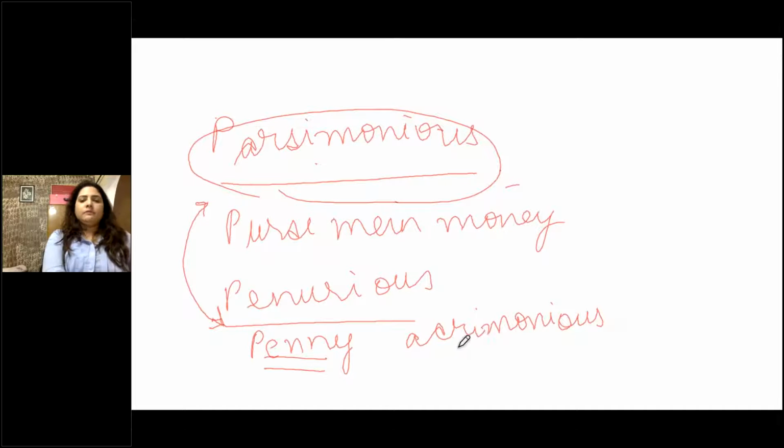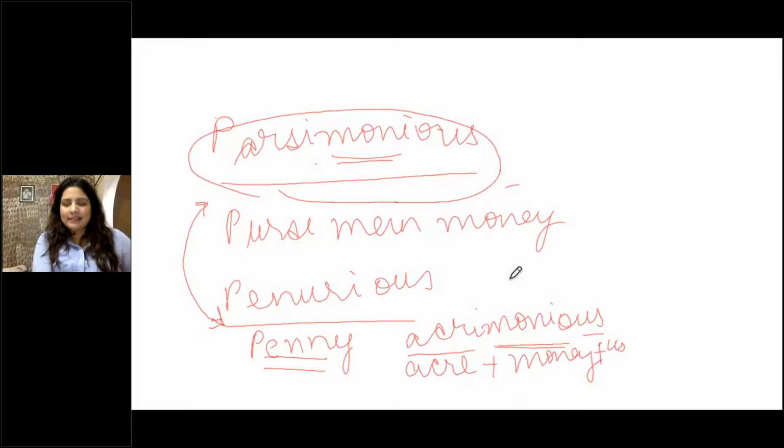Acrimonious. Acrimonious. Now, I've tried that everything associated with money could be money. So I'll also put it as acrimonious as money. And acri, I'll try to make it as acre. And us, like us. So let's just join this word. Acre plus money plus us.